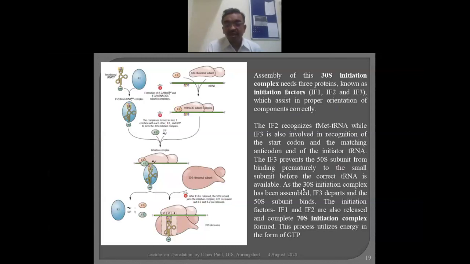Now what happens? The function of IF3 is finished now, and IF3 is removed, departed. You know that IF3 was preventing the 50S from binding, and now IF3 is removed from that assembly. Now it is time for the 50S to bind to the initiation complex. Initiation complex means 30S plus mRNA. The initiation factors IF1 and IF2 are also released. Why? Because they are required only for the initial steps. Now their role is not there.